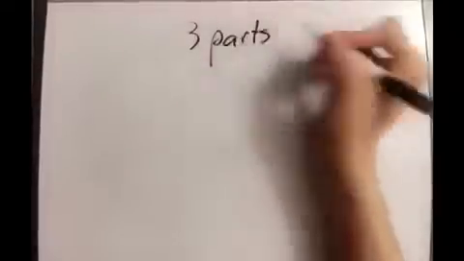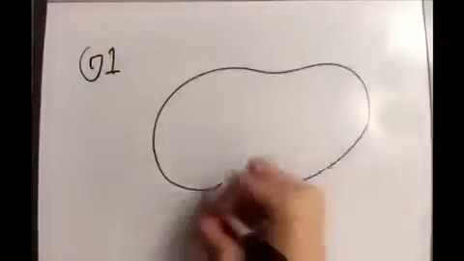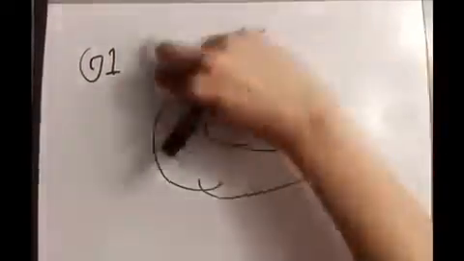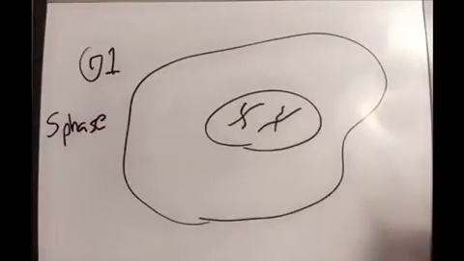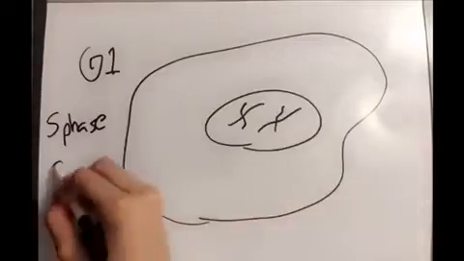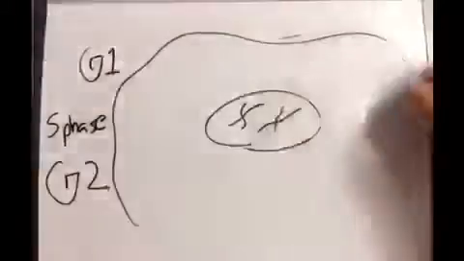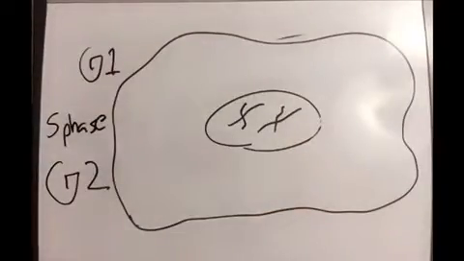There are three parts for the interphase. G1, where cells grow and develop. The S phase, where the DNA in the cells duplicate chromatin. And G2, where cells grow rapidly, making protein and getting ready for mitosis.